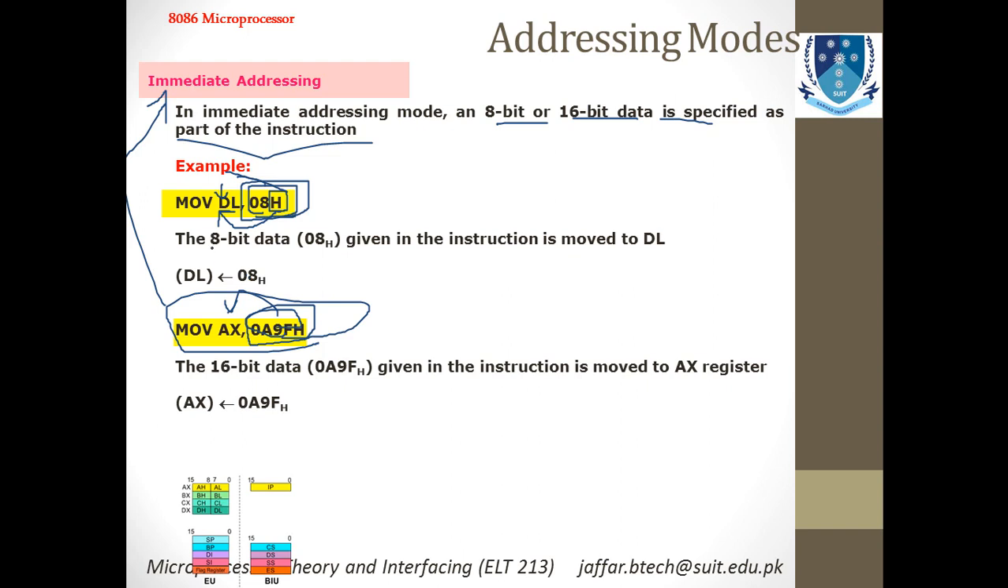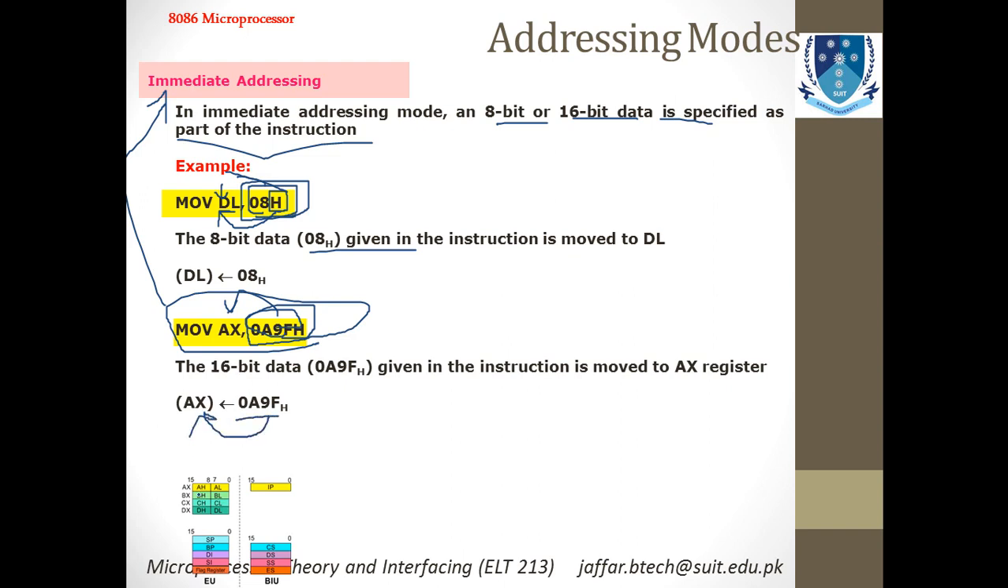In this 8-bit example, the instruction moves data to DL, that is the low byte of the D register, and similarly this hexa data is moved to AX.